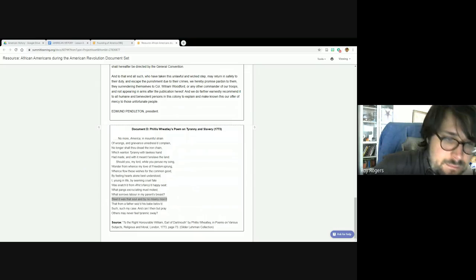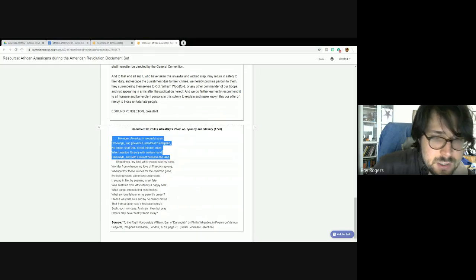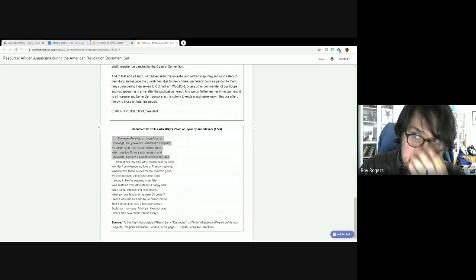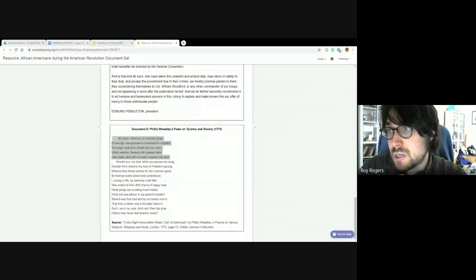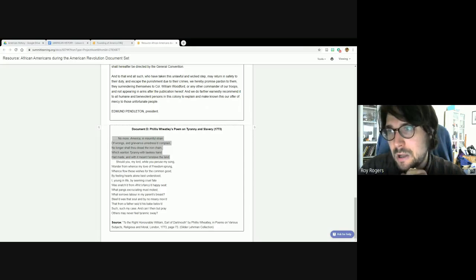But let's look at the top part here. "No more America in mournful strain of wrongs and grievances unredressed complain. No longer shall thou dread the iron chain which wanton tyranny with lawless hand had made, with it meant to enslave the land." Who is she talking about here? Is she talking about black people? Is she talking to white people here? Who do you think she could be talking to in this first part before she describes slavery? White people. Mm-hmm. And white people are complaining all about what? How bad they're what?